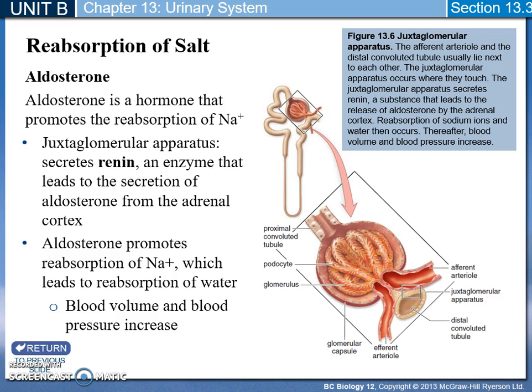Aldosterone is a hormone that promotes the reabsorption of sodium. The juxtaglomerular apparatus secretes renin, which is an enzyme that leads to the secretion of aldosterone from the adrenal cortex. Aldosterone then promotes reabsorption of sodium, which leads ultimately to reabsorption of water. Water has to follow the sodium. So that will then increase blood volume and blood pressure.